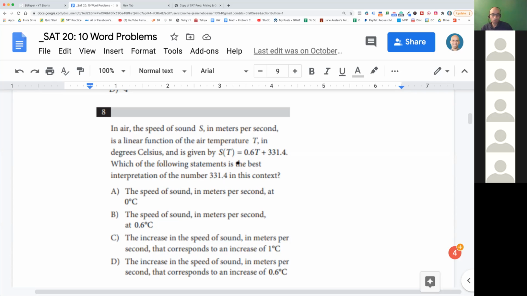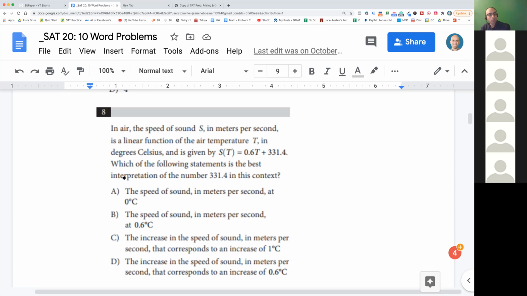Okay, so one more time, I know this might be going a bit fast because this is a shortcut. This is the value when this variable is 0. That's basically the y-intercept. The y-intercept is the value when the x variable is 0. Here the x variable has a fancy name, it's the t, the temperature. So when that is 0, all of this goes away. This 0.6 times 0 goes away, and you get 331.4. So that's a shortcut. It might save you like 15 seconds.